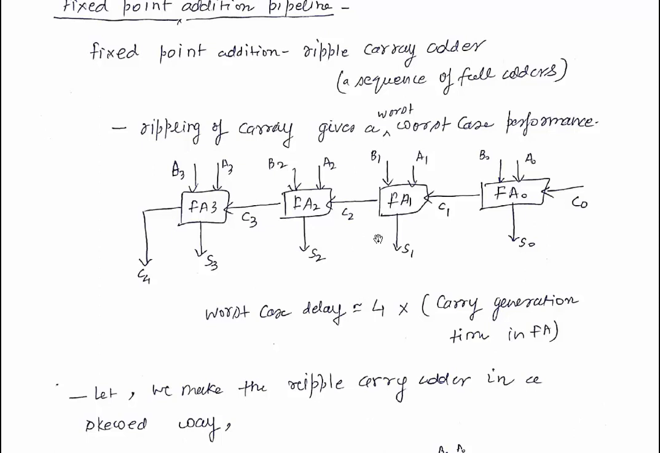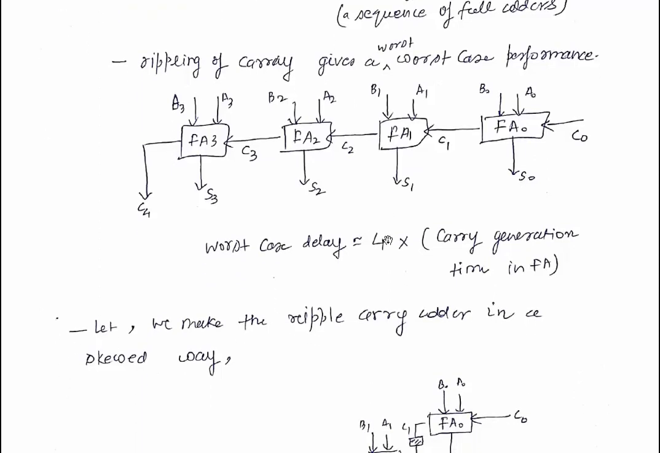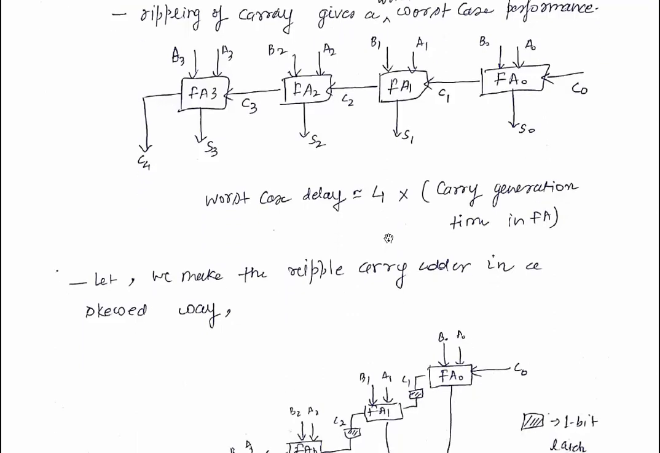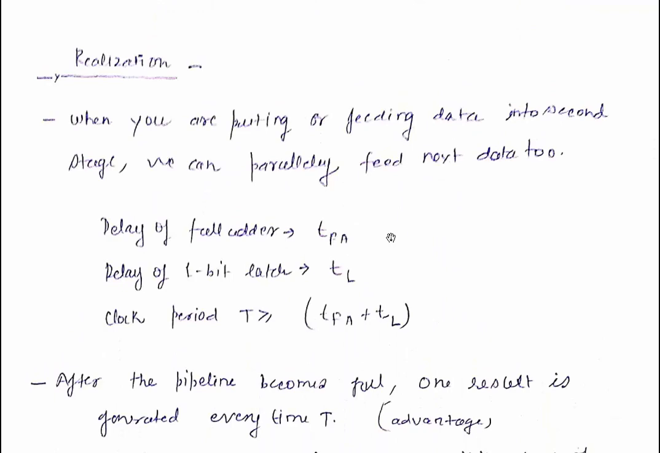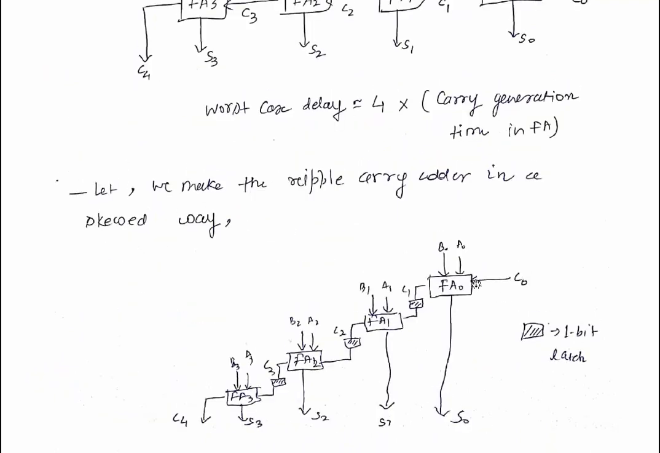We can make the ripple carry adder in a skewed way, so that by the time we get the carry, we already have A0 plus B0 or A1 plus B1 available. This is how we can do that. This is your initial carry, which may be thought of as negligible, A0 plus B0. This is your S0, and this carry would be transmitted here.